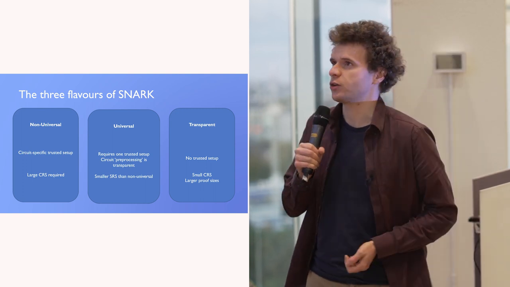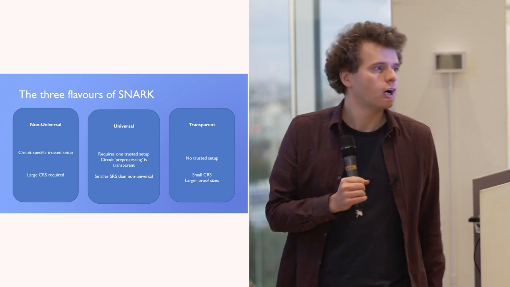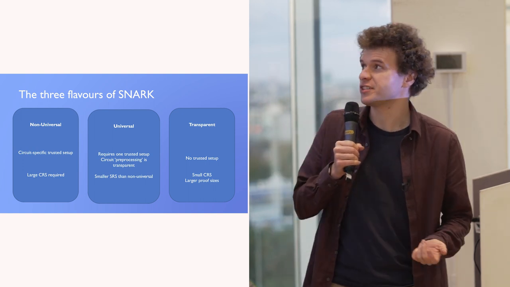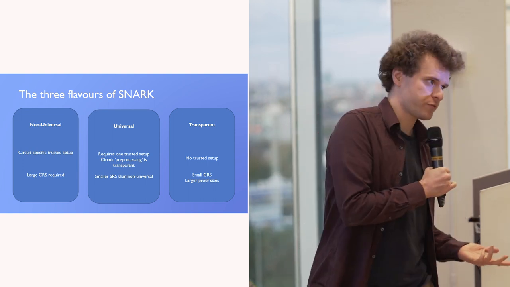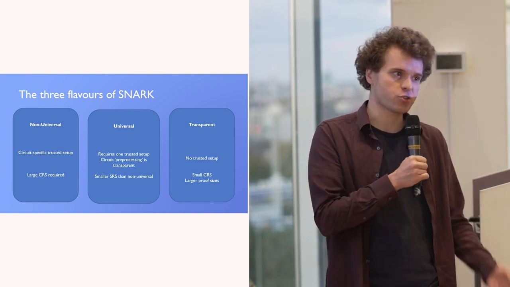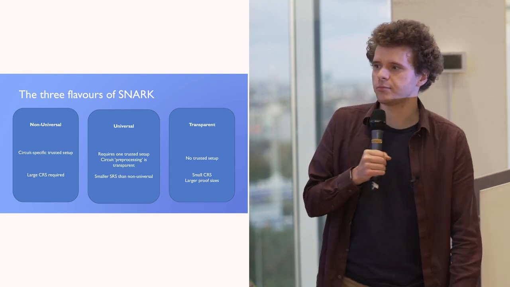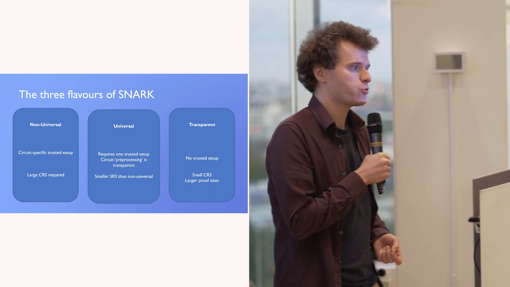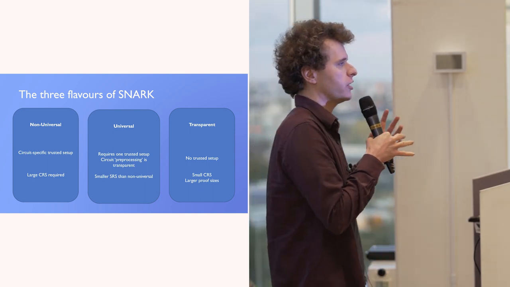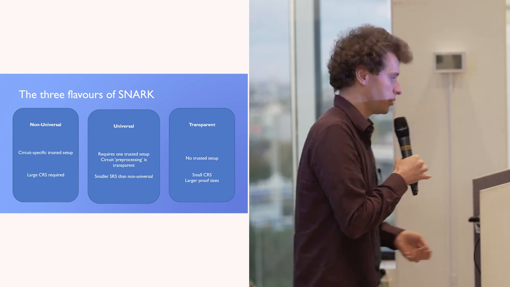And then you have the transparent setting, which is the best of all for security, because you don't have any trusted setup at all. Generally proof sizes are rather snappy for these. And you also have a small common reference string, so the database of cryptographic information that you need is not only transparent, but also small. But you do pay with proof sizes, which can range between tens and hundreds of kilobytes, and on data-constrained platforms like public blockchains, that can be a bit of a problem.